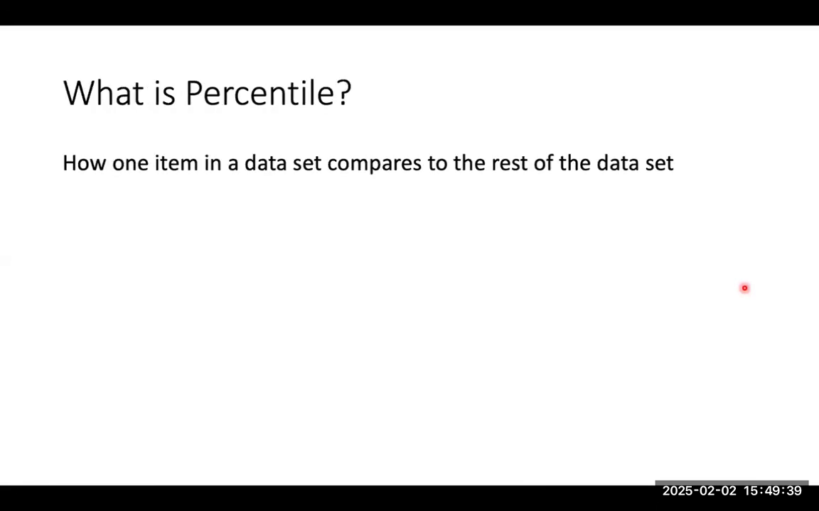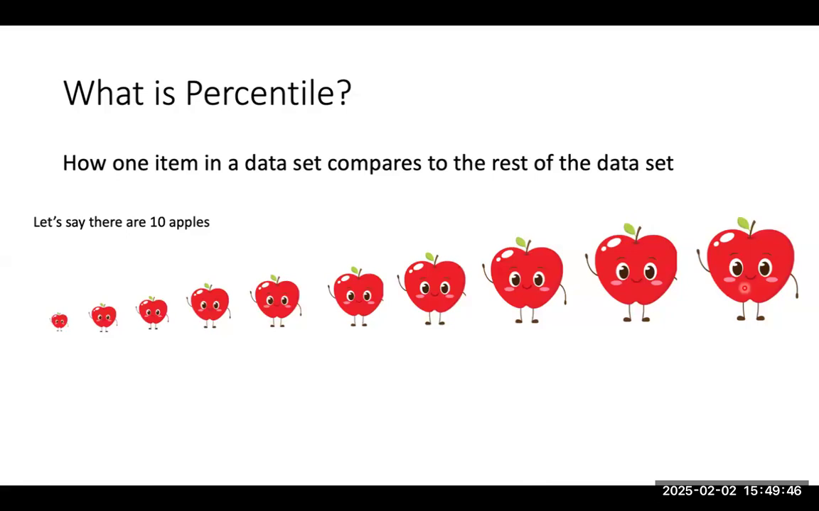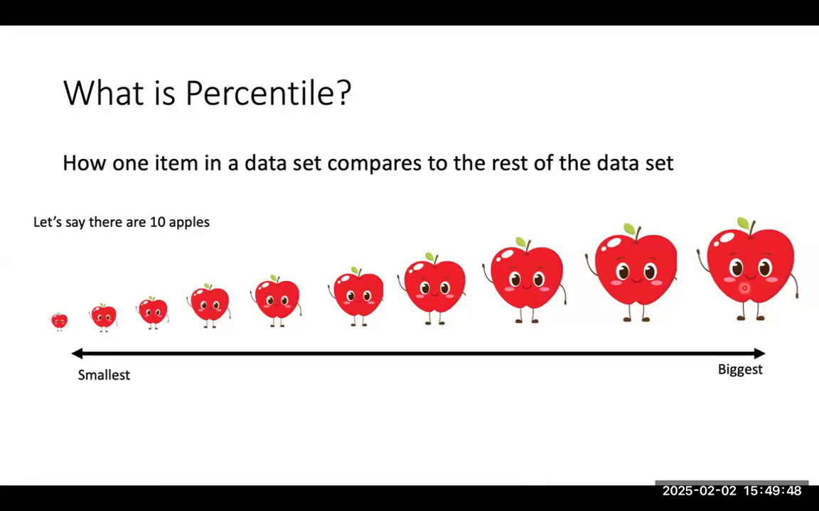Here we'll talk about percentile. So what is percentile? Percentile is how one item in a dataset compares to the rest of the dataset. Let's say there are 10 apples. As we can see, the smallest is to the left and the biggest is to the right.